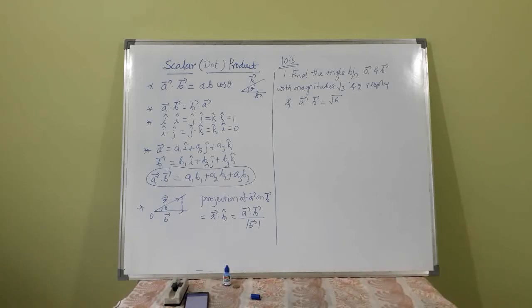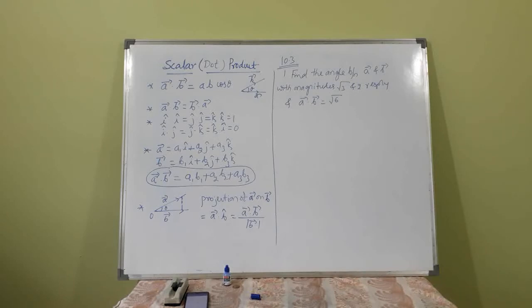Today in this video let us discuss the examples from 10.3. Before that, once again I want to recall the results. In the scalar product or dot product, vector a dot vector b is equal to magnitude of vector a into magnitude of vector b into cos theta, or simply AB cos theta. This is commutative. Vector dot product is commutative. A dot B is the same as B dot A.